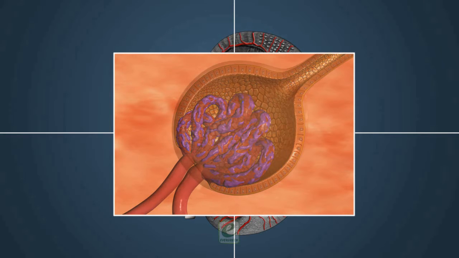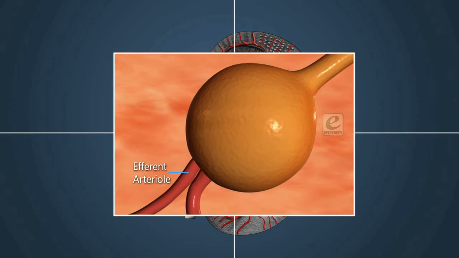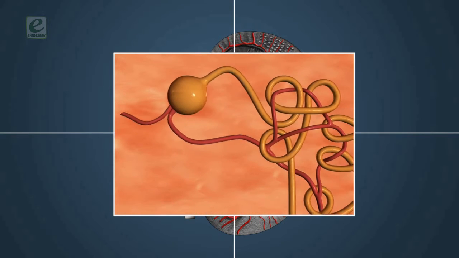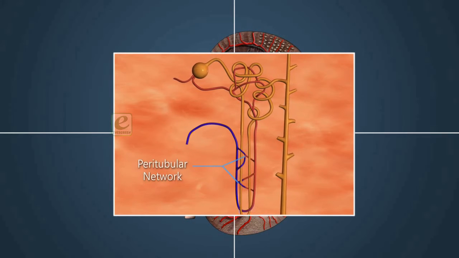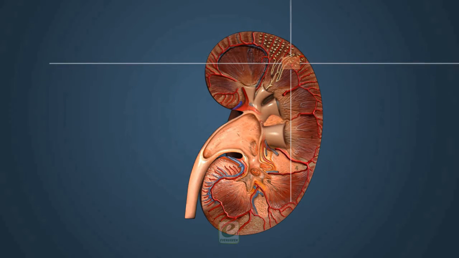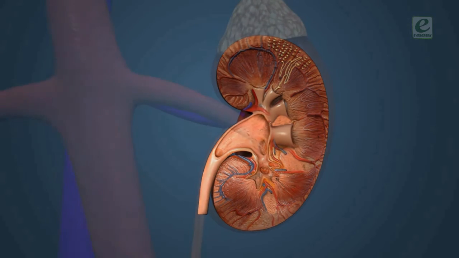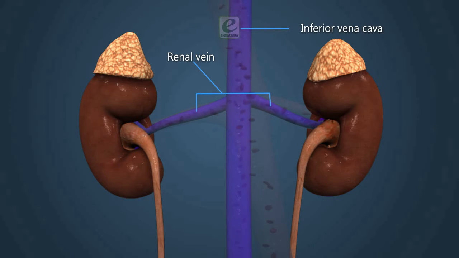These capillaries again unite so as to form efferent arteriole. Efferent arteriole again forms a network of capillaries around renal tubule. It is called peritubular network. The capillaries of this system again unite to form renal venules. The renal venules unite so as to form a large renal vein. The renal vein returns blood to the inferior vena cava.